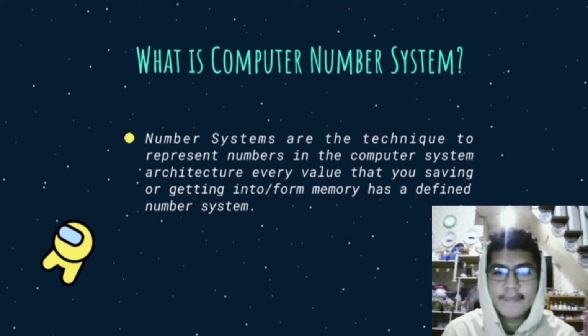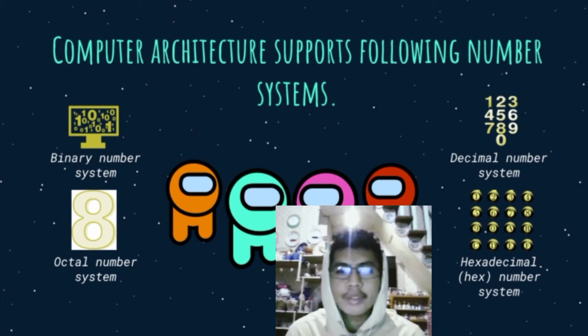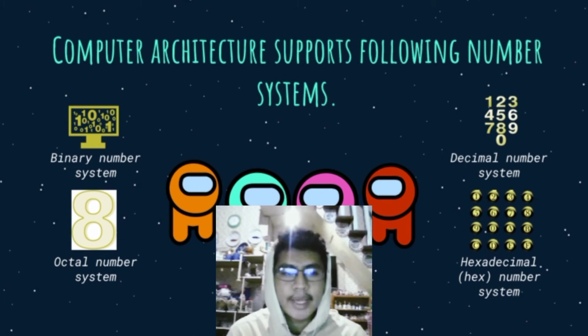Computer number system and its types. Number systems are the technique to represent numbers in the computer system architecture. Every value that you're saving or getting into memory has a defined number system. Computer architecture supports the following number systems. These are binary, octal, decimal, and hexadecimal number system.